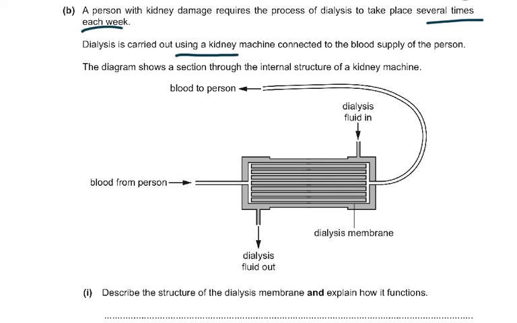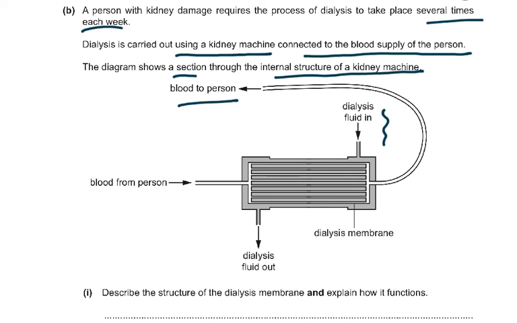A person with kidney damage requires the process of dialysis to take place several times each week. Dialysis is carried out using a kidney machine connected to the blood supply of the person. The diagram shows a section through the internal structure of a kidney machine. Blood to person, dialysis fluid in and dialysis fluid out. Blood from the person goes in here. So you have to understand this, and then this blood is going to go back to the person here.